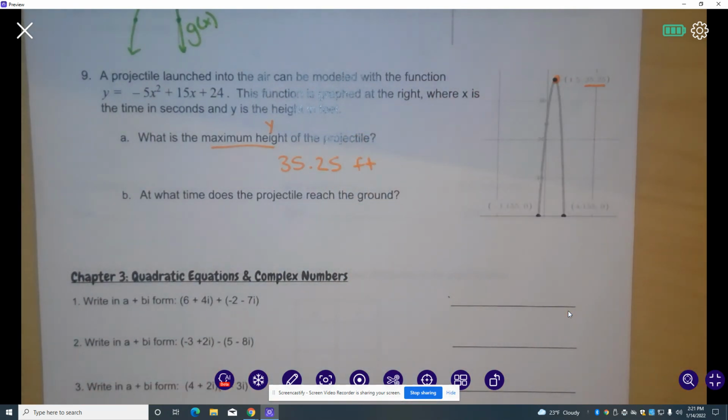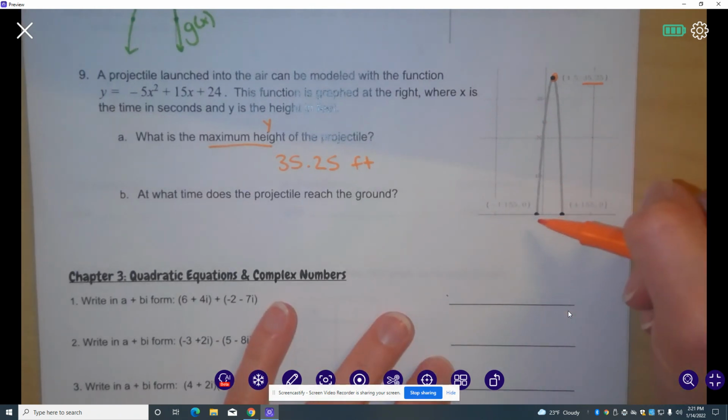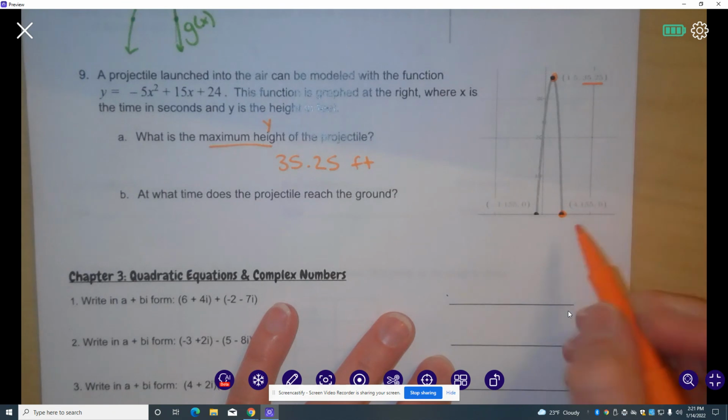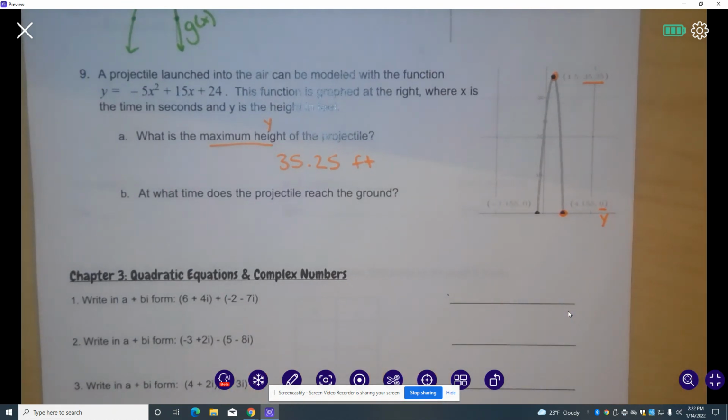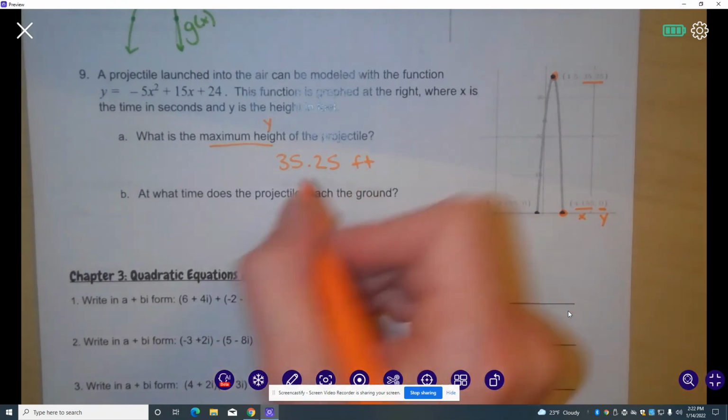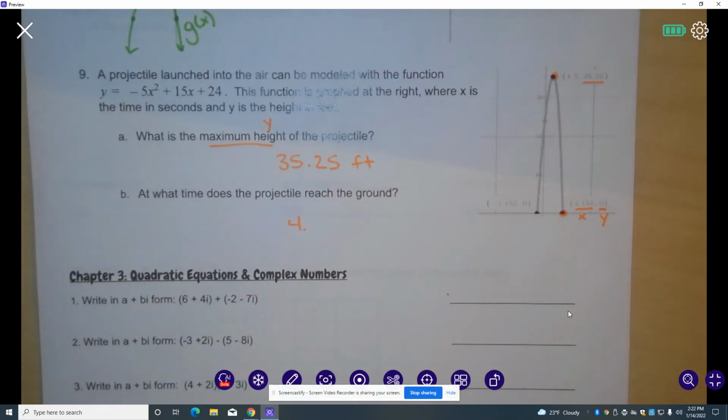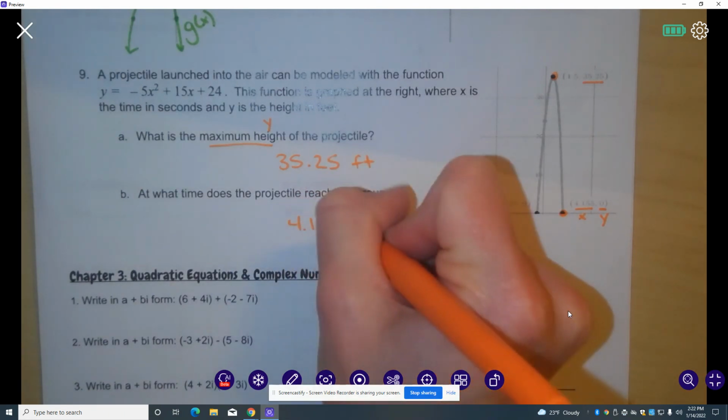Okay. Part B, at what time does the projectile reach the ground? So since we're working with the projectile in the real world, we only want to consider time that's positive. So I'm wondering, okay, where does my parabola reach the ground? There's a 0 here, right? That has a y value of 0. It means it's on the ground. And so my time is that x value there. So the time would be 4.155 seconds.